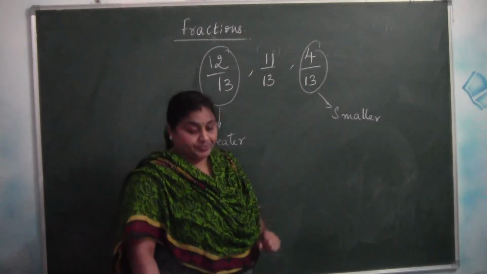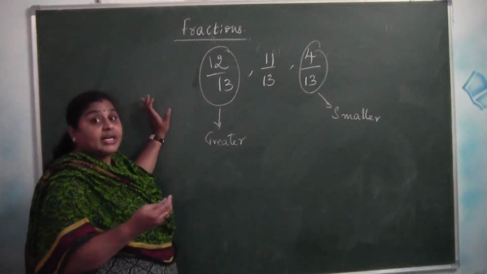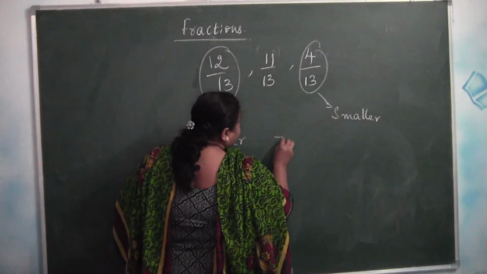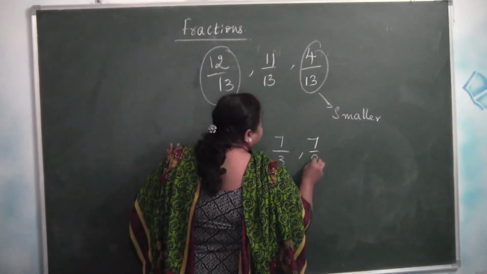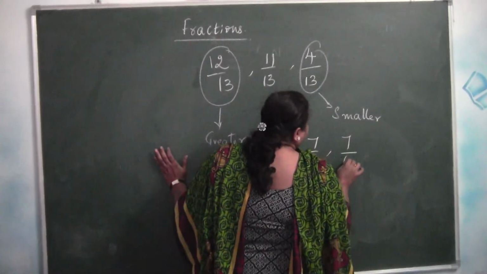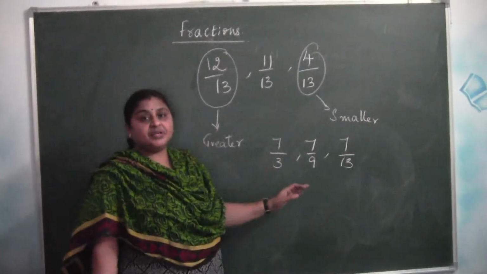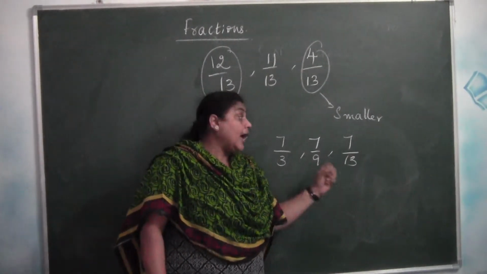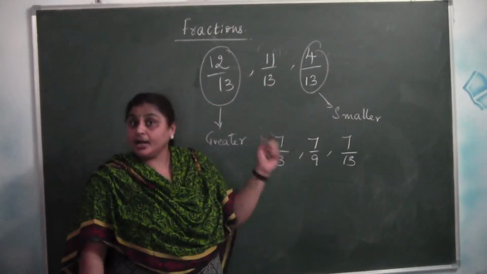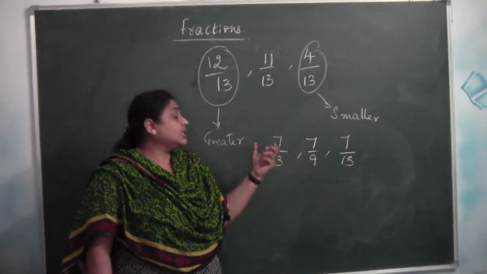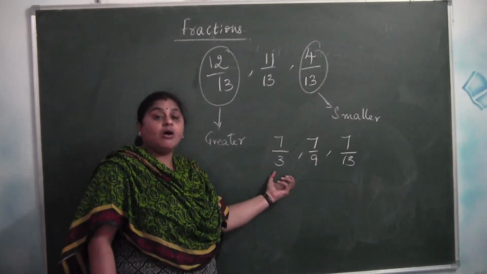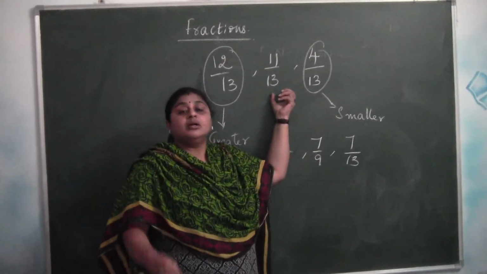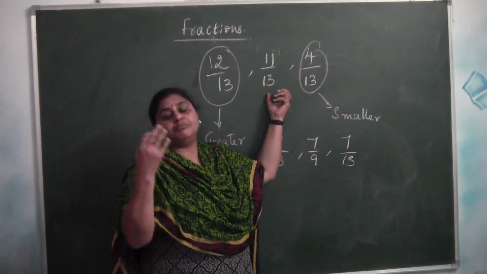Okay, so this is in case the denominators are the same. Now let us see the case where the numerators are the same. Suppose I have 7 by 3, 7 by 9, 7 by 30. Now what do you observe here? You can observe all the denominators are different but the numerators are the same. In this case, it is quite the opposite of the previous problem.